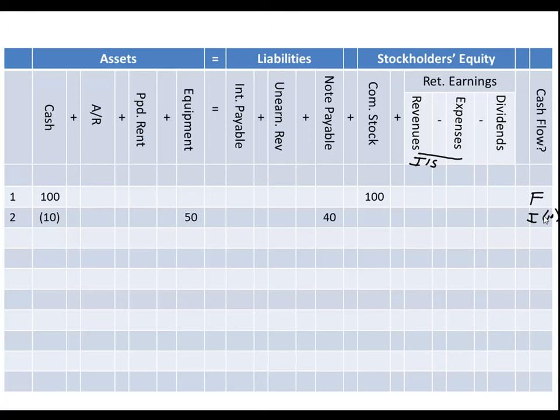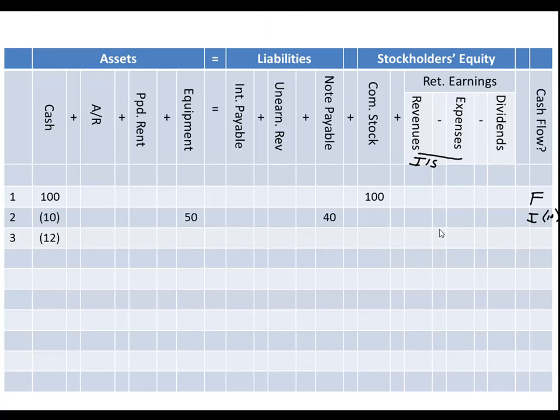Okay, transaction 3. We're writing another check. We're writing a check to the landlord for 12 grand, and we'll go ahead and put the negative 12 in. And now here comes the first thing that's going to require a little bit of thinking. What is going to be the other half of this $12,000?